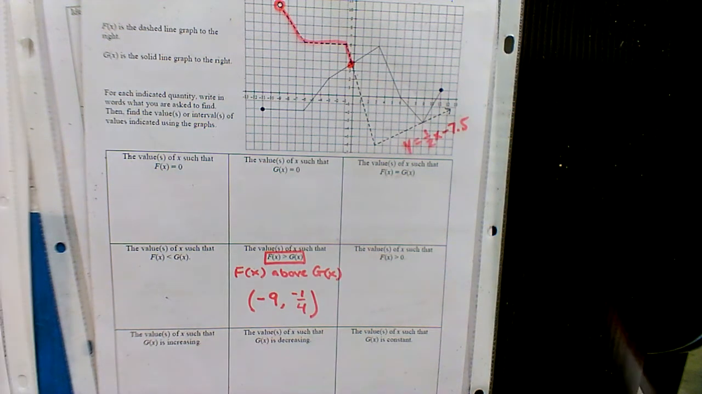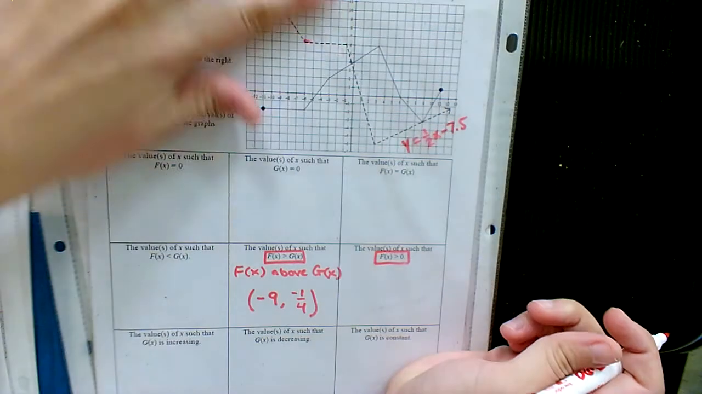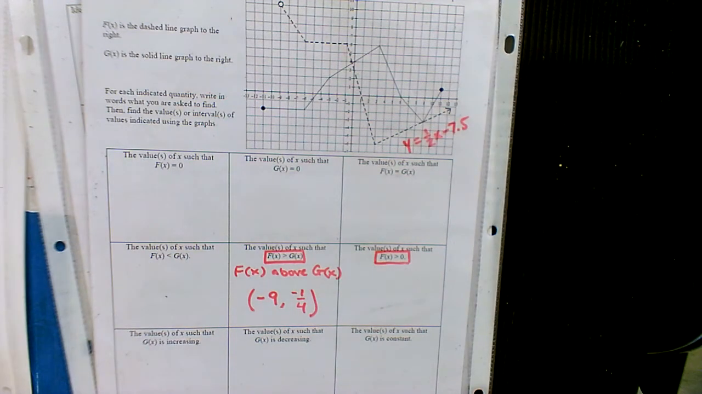All right, let's try the next one. f of x is greater than 0. What should we be trying to identify on the graph? What are we looking for? Can we think about what that means? Go, Sebastian.